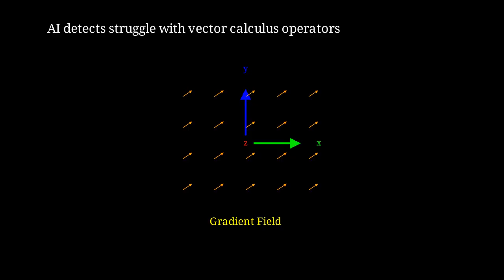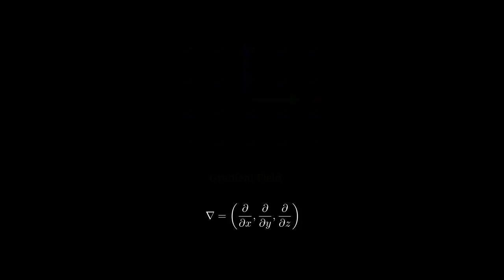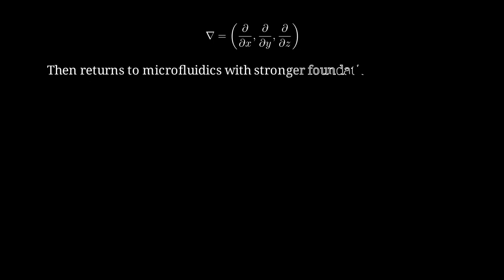The AI automatically inserts a mini-lesson on vector calculus. It shows visual representations of gradient fields, explaining how the del operator creates a vector that points in the direction of steepest ascent. The gradient operator del equals the vector of partial derivatives: partial with respect to x, partial with respect to y, partial with respect to z. Once the AI confirms understanding through targeted exercises, it returns to the microfluidics content. The student now has the mathematical foundation to properly understand the Navier-Stokes equations in the context of microchannels.